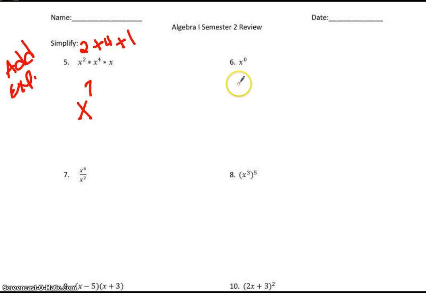Number 6, x to the 0. You need to remember that anything to the 0 power equals 1. Doesn't matter what it is. Doesn't matter if it's 5 to the 0, 100 to the 0, x to the 0, a to the 0. They're all equal to 1.